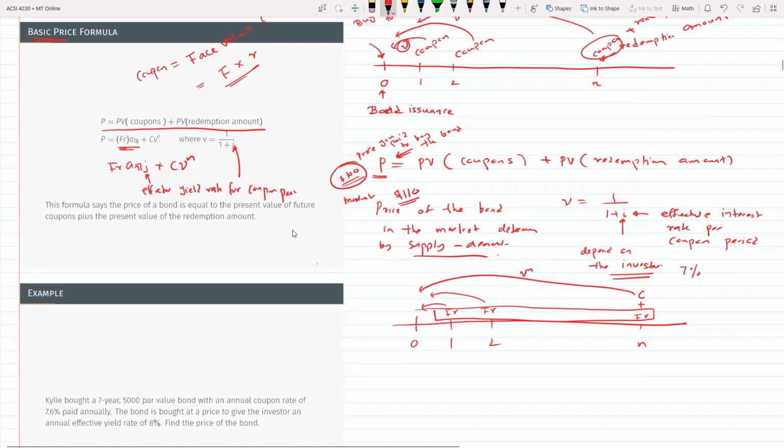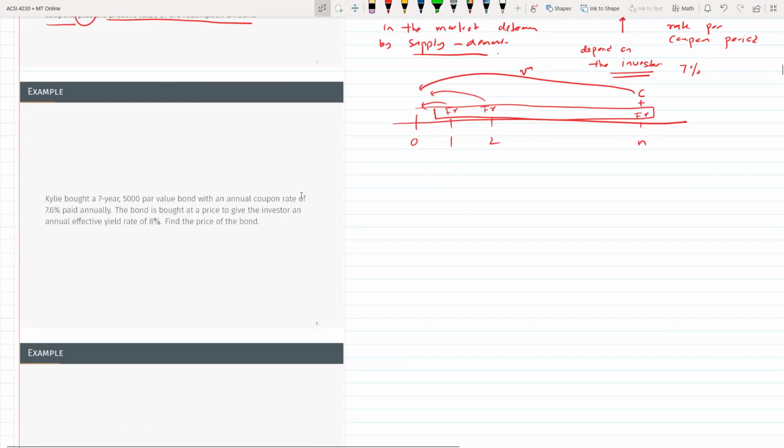So in summary, the formula says the price of the bond is equal to the present value of future coupons plus the present value of the redemption amount. So that is the basic price formula. Let's do an example and see.